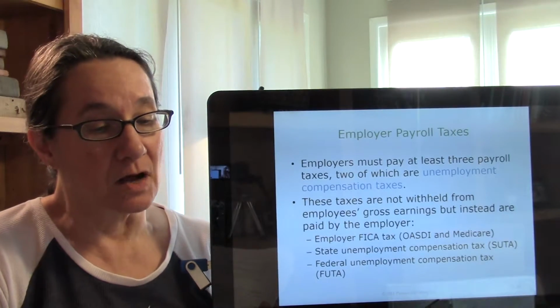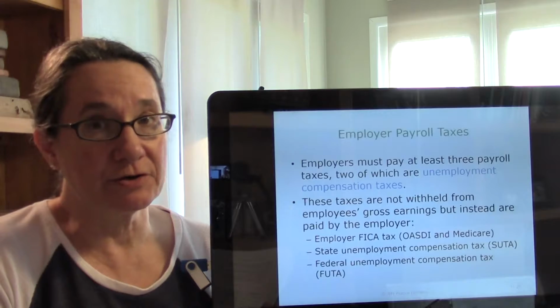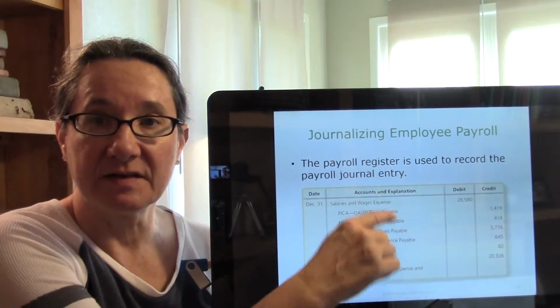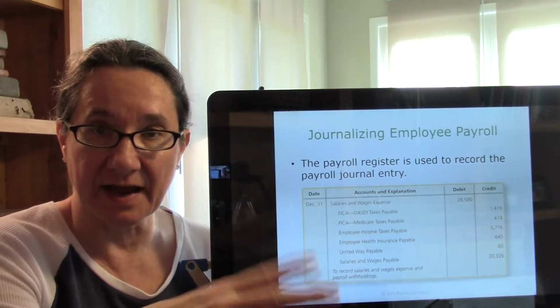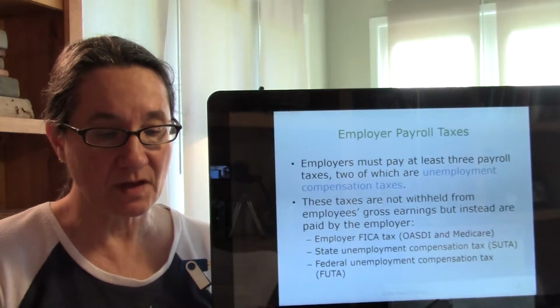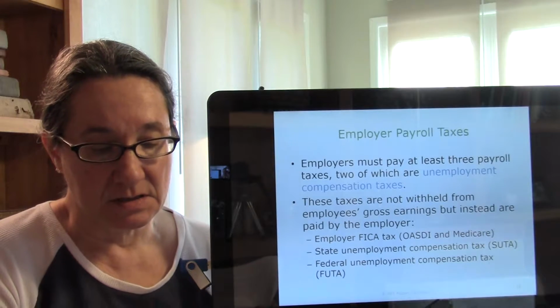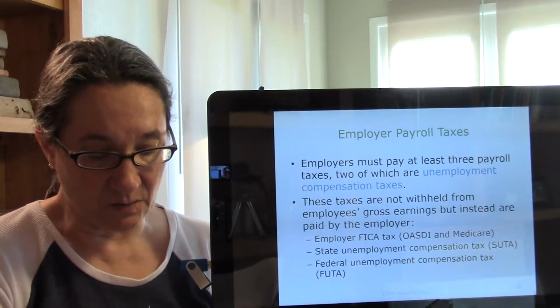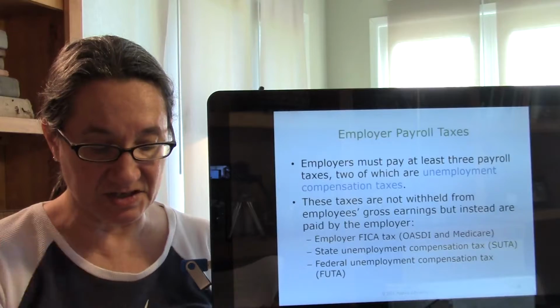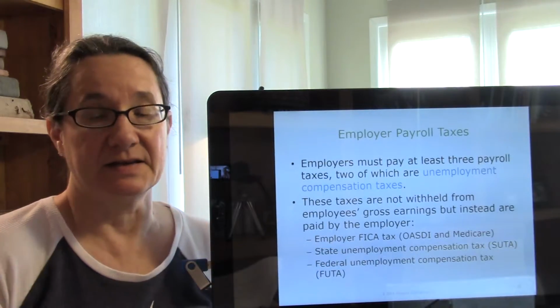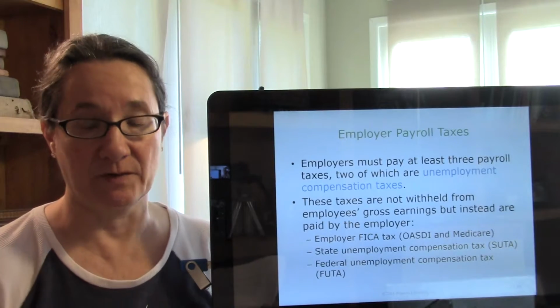Now, on top of what employers withhold from the employees, so on top of these withholdings that they send out as payables, there are at least 3 payroll taxes that are not withheld, but they just pay. The employer just pays them. They're not withheld from the employee. The employer comes out of pocket for them.